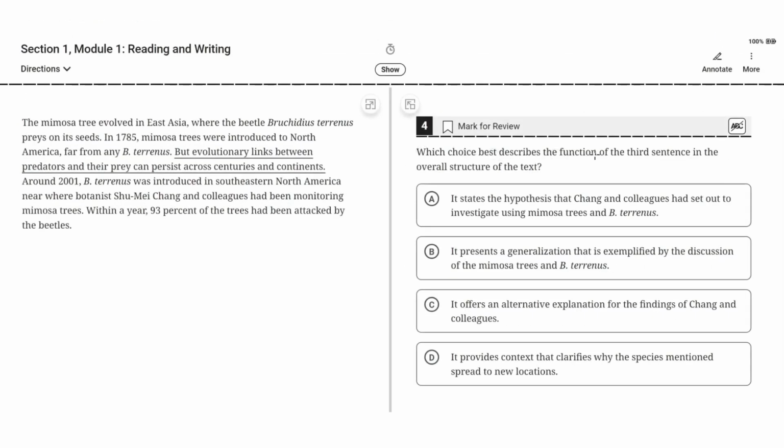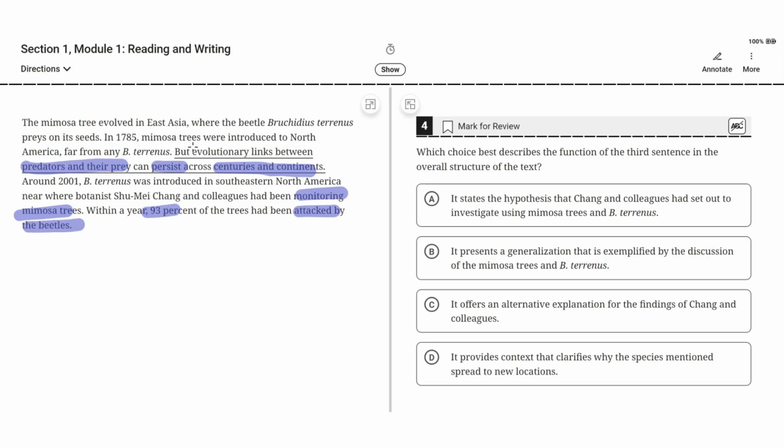Which choice best describes the function of the third sentence and the overall structure of the text? The mimosa tree evolved in East Asia, where the beetle, Prychidis tyrannus preys on its seeds. In 1785, mimosa trees were introduced to North America far from any B. tyrannus, but evolutionary links between predators and their prey can persist across centuries and continents. Around 2001, B. tyrannus was introduced in southeastern North America, near where botanist Xu Mei Cheng and colleagues had been monitoring mimosa trees. Within a year, 93% of the trees had been attacked by the beetles.